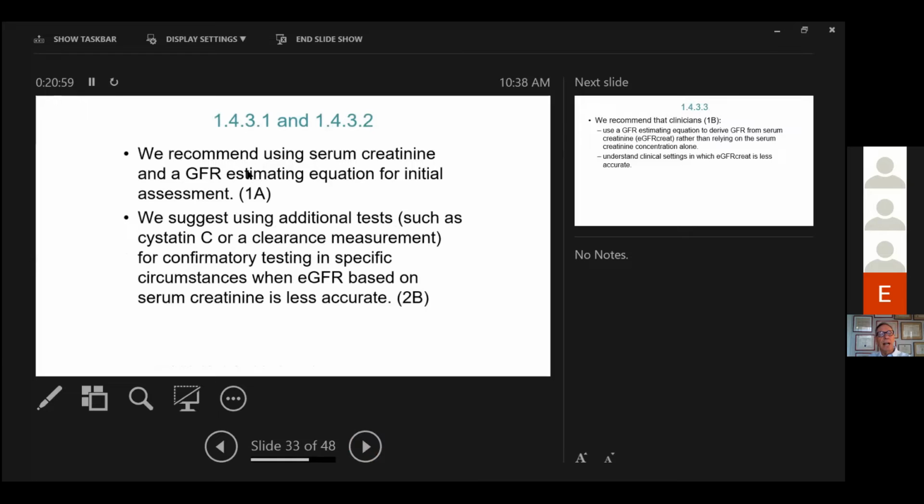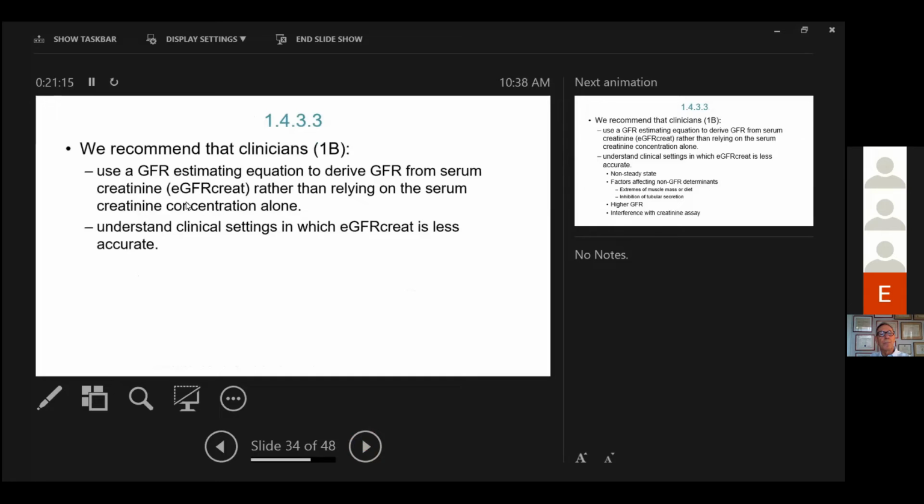Well, if the guidelines are recommending that it should be used for initial assessment, then we think the labs ought to be reporting it. This is clearly an action that could be taken for your labs to report this when you order the serum creatinine.